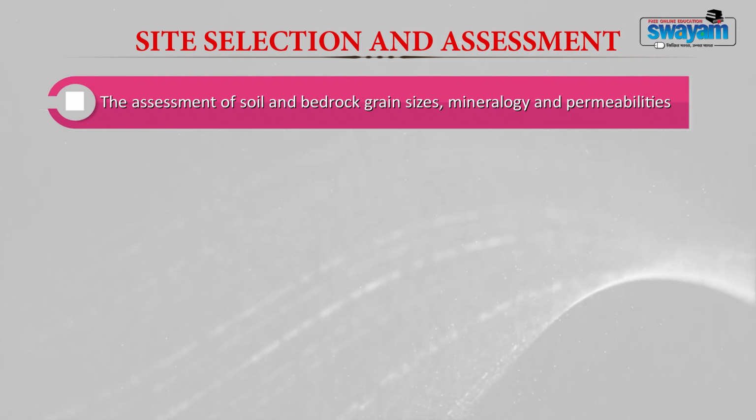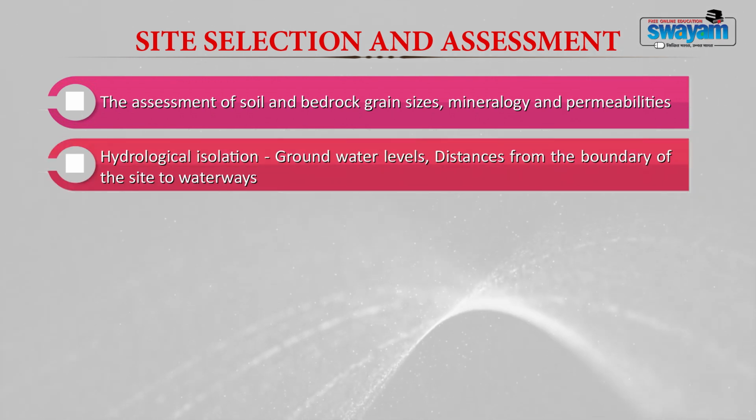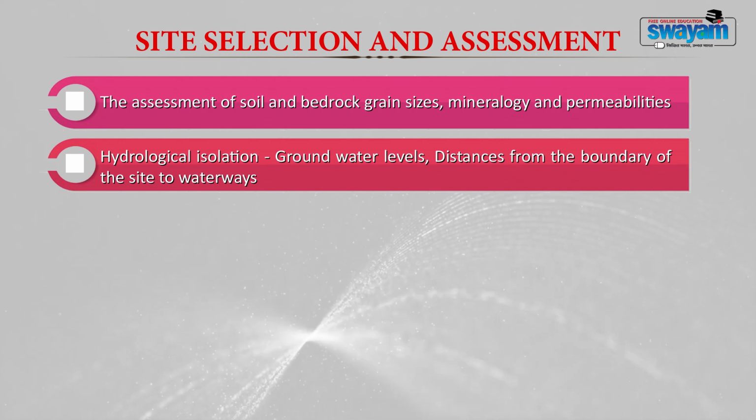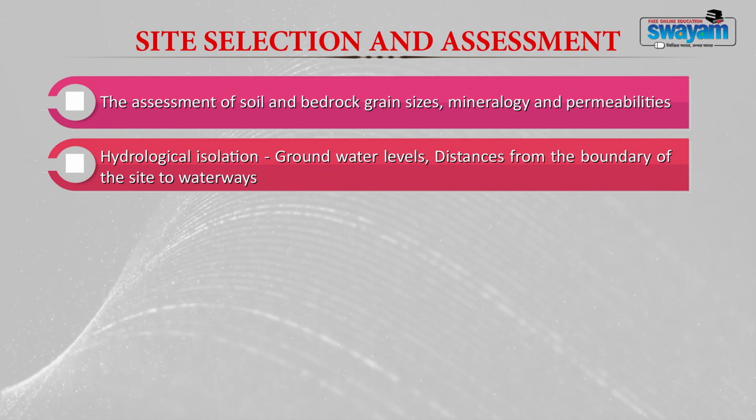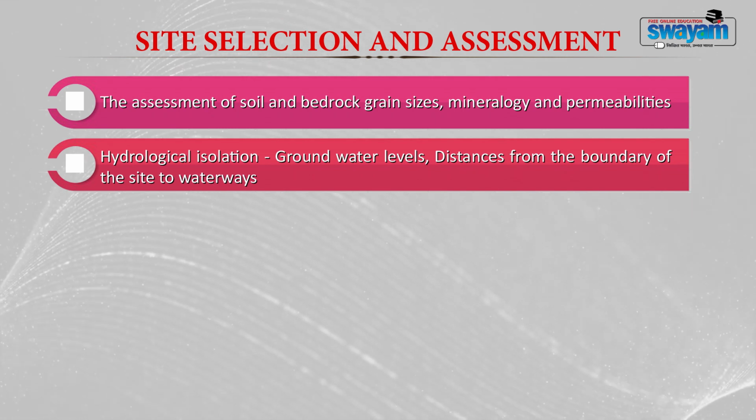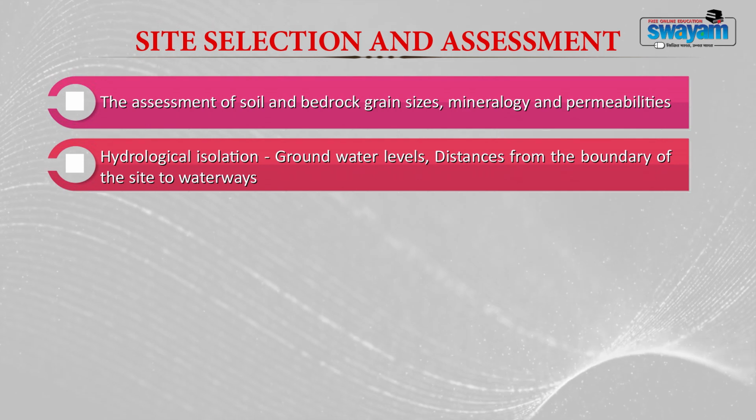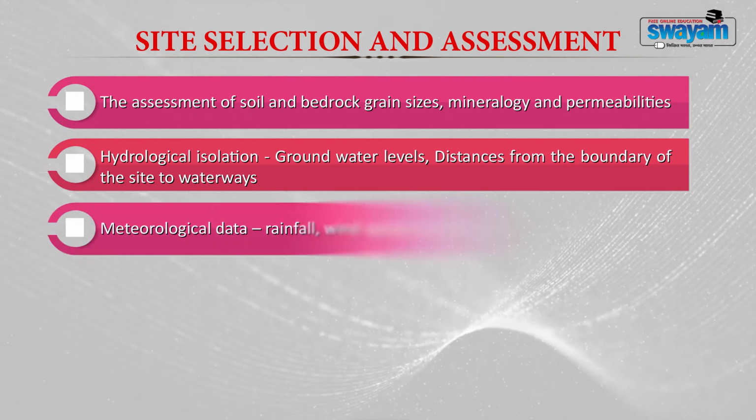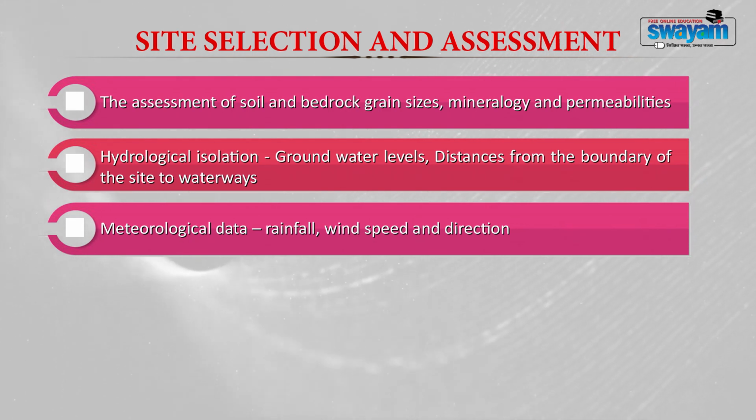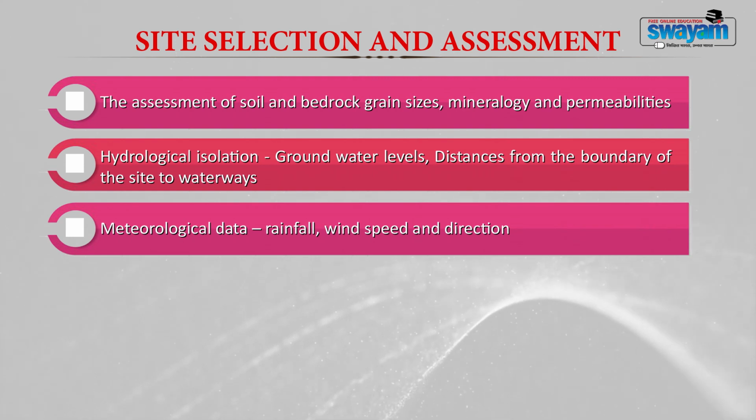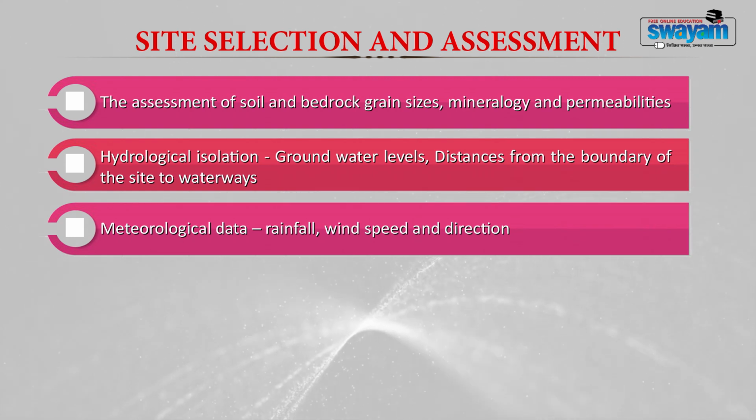That is the reason you should assess the soil and bedrock grain size, mineralogy, permeability and so on. Then hydrological isolation is very important. You should isolate the site from groundwater and surface water sources. The groundwater table should be very low, and the distance from the boundary of the site to waterways should be large. Then you should also take care of meteorological data like rainfall, wind speed and wind direction, because once you start dumping, if the wind speed is very high, it will carry off the waste.